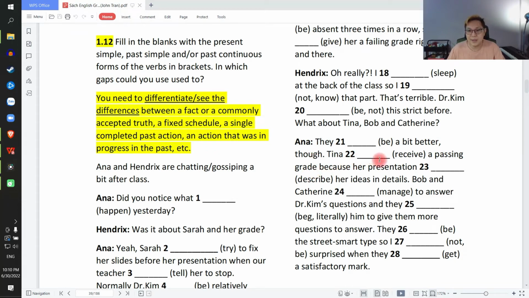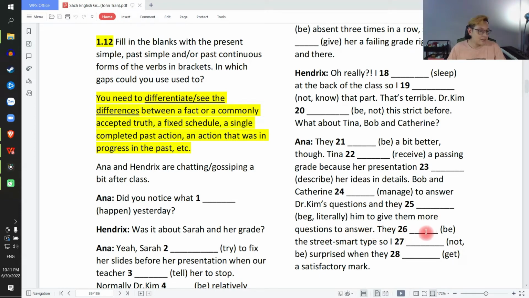Tina received a passing grade because her presentation described her ideas in details. Bob and Catherine managed to answer Dr. Kim's questions, and they were literally begging him to give them more questions to answer.